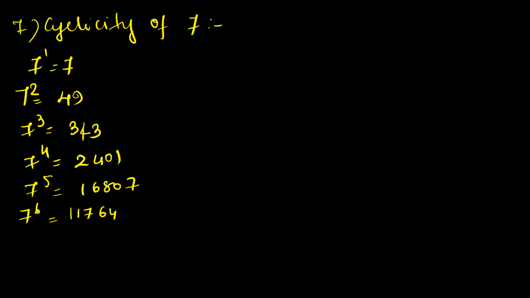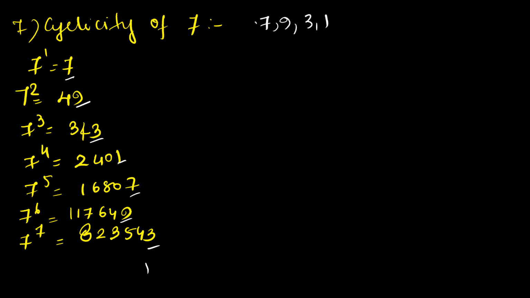117649. 7 raised to 7, 823543, etc. So here also, similar to how we did in 2 and 3, the units digits are 7, 9, 3, 1, 7, 9, 3, next will be 1. So the numbers 7, 9, 3, 1 repeat themselves after a cycle of 4.